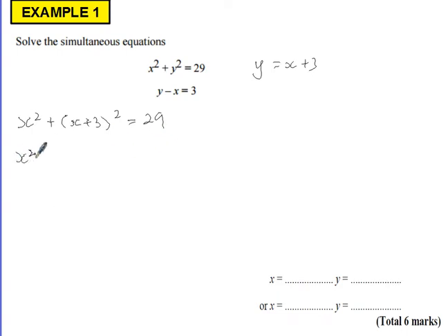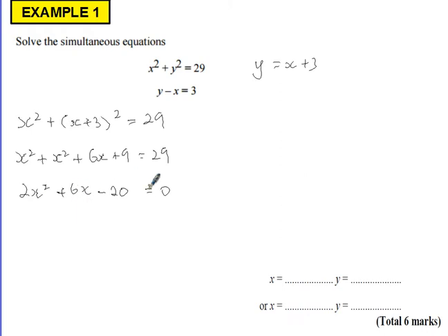So I've got x squared plus x squared plus 6x plus 9 equals 29. So collect like terms, and I'm also going to subtract 29 from both sides. So I've got 2x squared plus 6x plus 9, I'm going to take away 29 from both sides. So that leaves me minus 20 there and 0 there. So I've now just got a quadratic to solve.